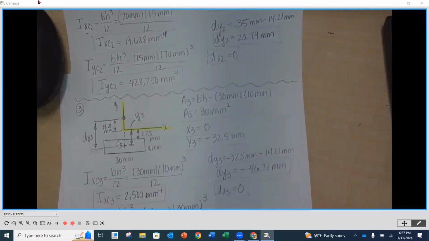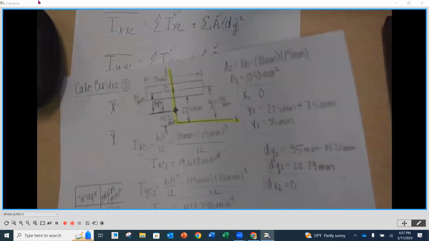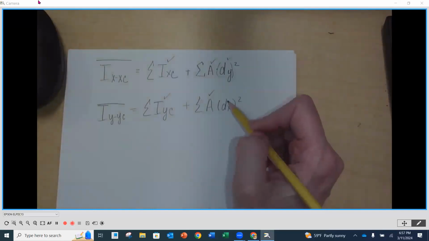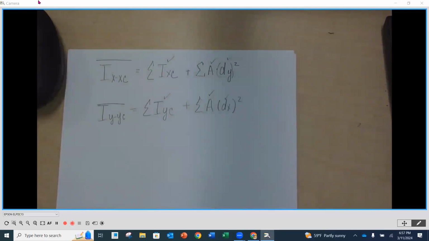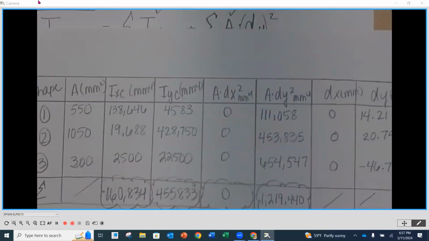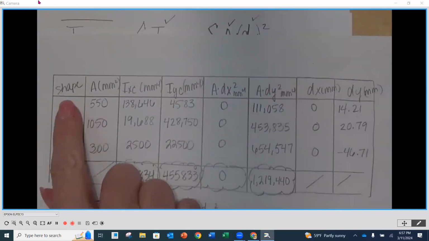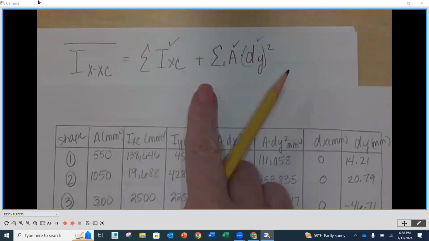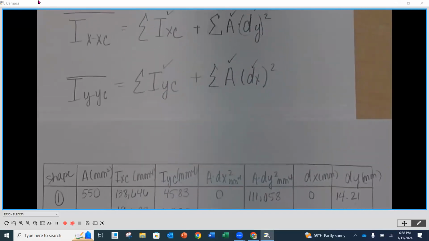Okay. So now that we have everything that we need, we have our dy's and our dx's for each one of our shapes. Now we can make our chart, right? So the chart that you're going to create is going to be this. I'm going to focus in on the headings for right now. As you go across, the headings that you need correspond to the equations that we have here.